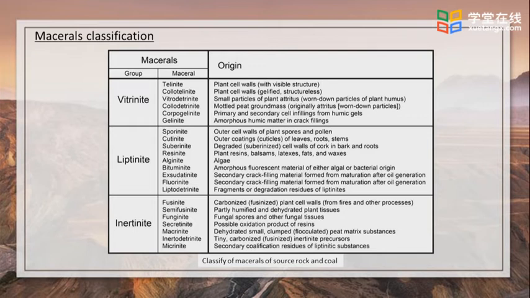Liptinites are derived from spores, pollens, cuticles, and resins in the original plant material. These plant parts are more hydrogen rich than other materials. They are also fluorescent at some coal ranks. Vitrinites are composed of partially coalified wood, bark, and roots, and contain less hydrogen than liptinites.